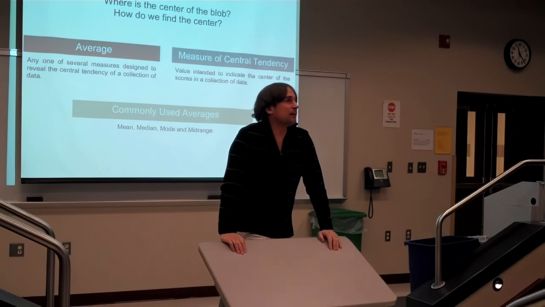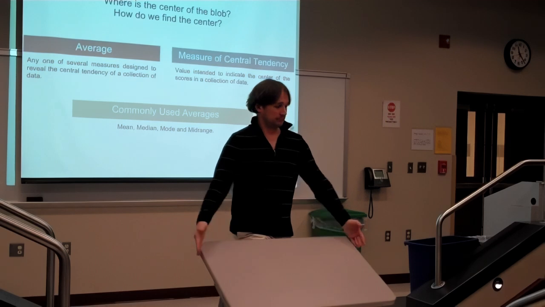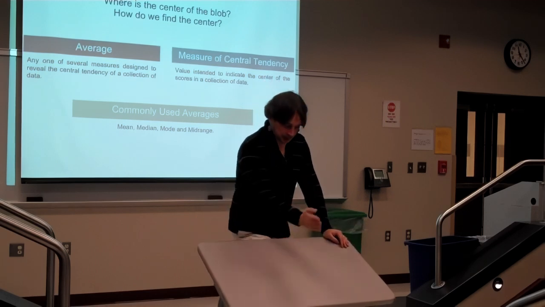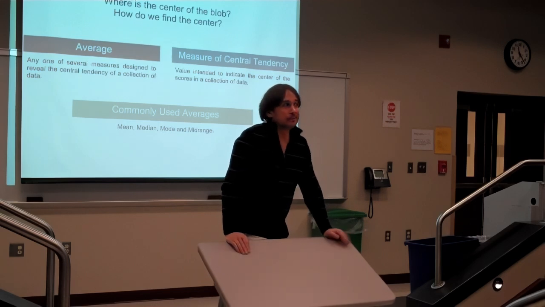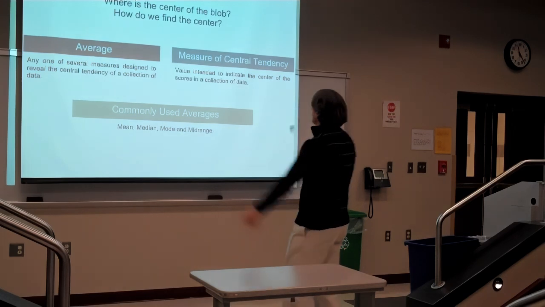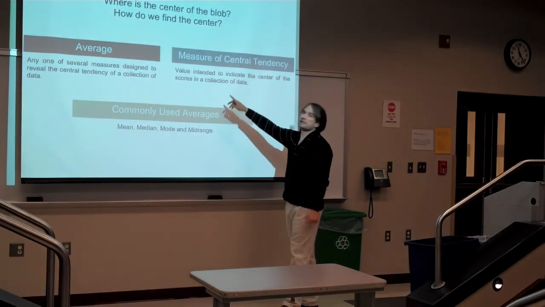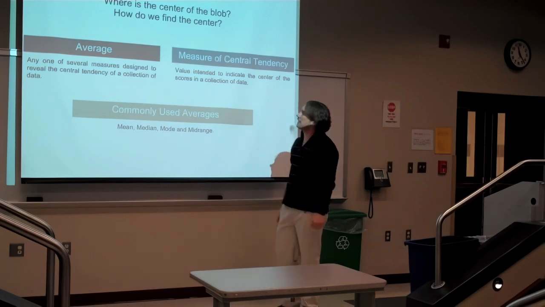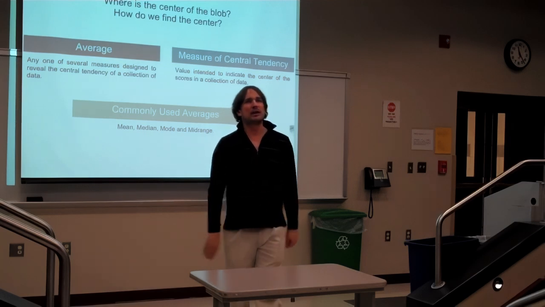Well, sometimes that might be easy, right? We can kind of look at it, symmetrical. It's a rectangle, so it's right here. Sometimes it might not be so easy. So we have several different ways of doing this. And these are called measures of central tendency, by the way. That's a value intended to indicate the center of the scores. That's kind of stat babble-ish, so we'll just call it an average.